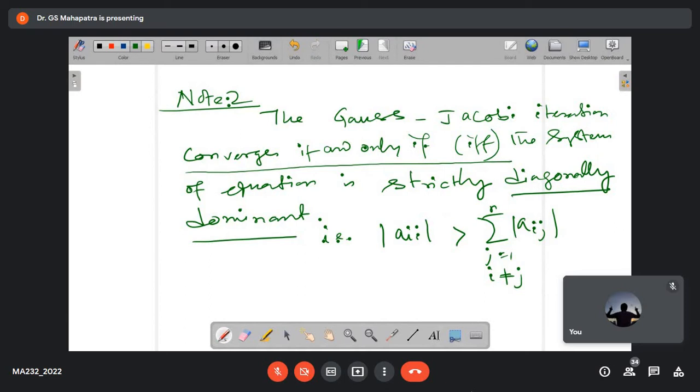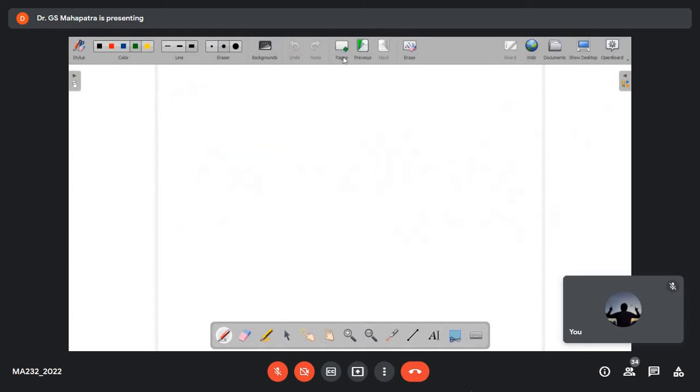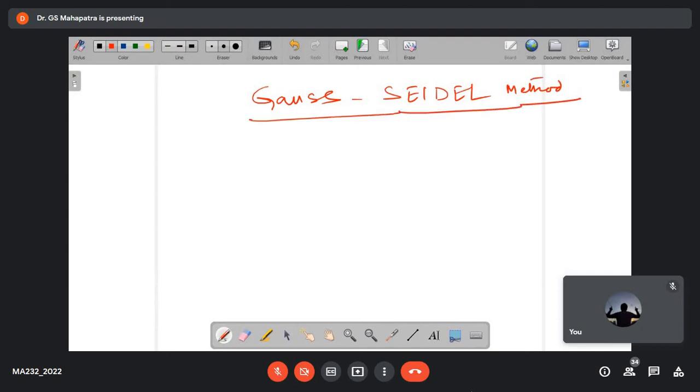Fine. Okay, next. So next one is the Gauss-Seidel method. New page. So what is the difference between Gauss-Jacobi and Gauss-Seidel? Then it will be easy to memorize the method of Gauss-Seidel. Gauss-Seidel method. Okay, fine.